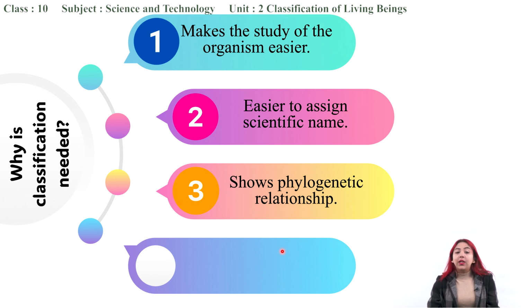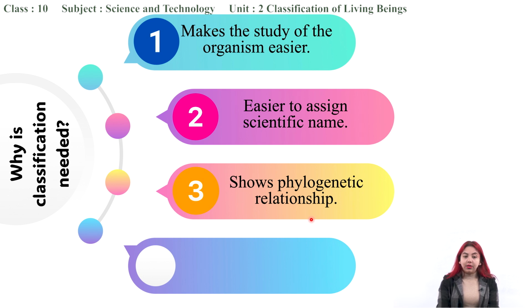So classification also helps us understand the origin of an organism as well as their evolutionary history as well as evolutionary relationship between the two organisms. So the third reason why classification was needed is it shows phylogenetic relationship between the organisms.